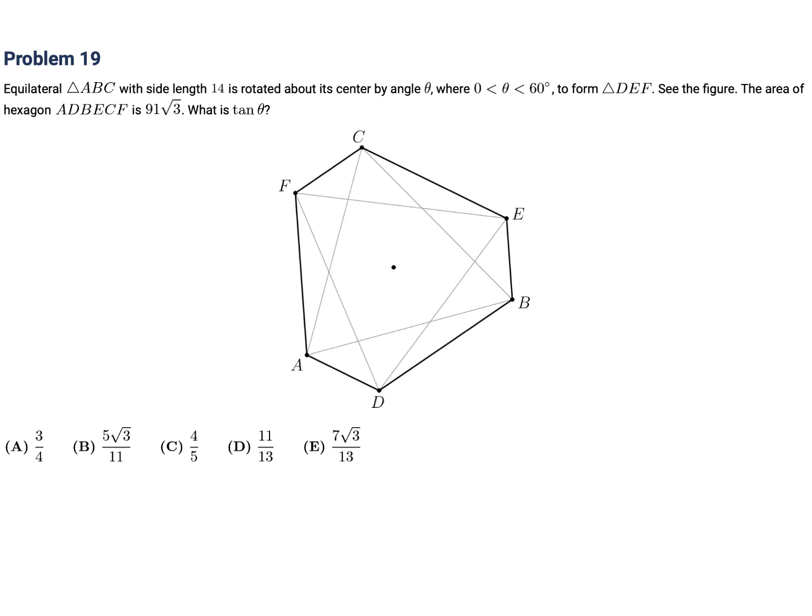Equilateral triangle ABC with side length 14 is rotated about its center by angle theta, where theta is between 0 and 60 degrees, to form triangle DEF. See the figure. The area of hexagon ADBECF is 91 root 3. What is tan of theta?